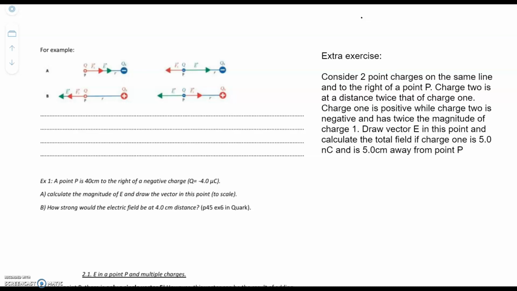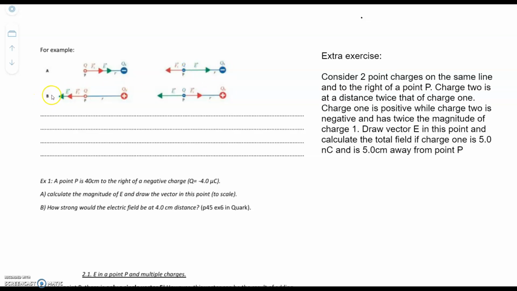What are those 4 situations? Well, I've tried sketching them here. In situation A, we have 2 negative source charges in this case. Actually, it's the identical situation. We want to know the electrical field in point P. Now, in both of these cases, it's a negative source charge. And what difference does that make? Well, if it's a negative source charge, the sense of E is towards the source charge.